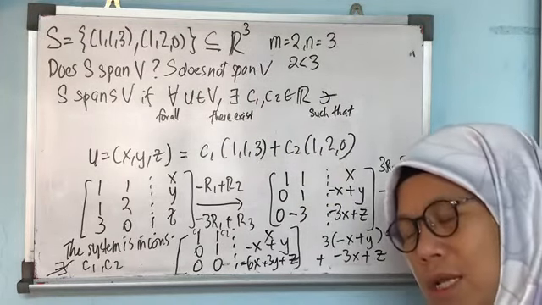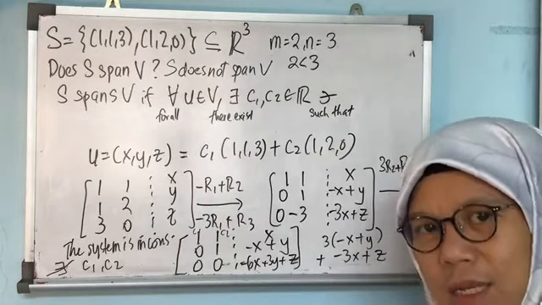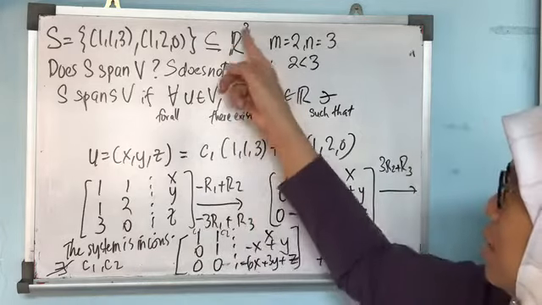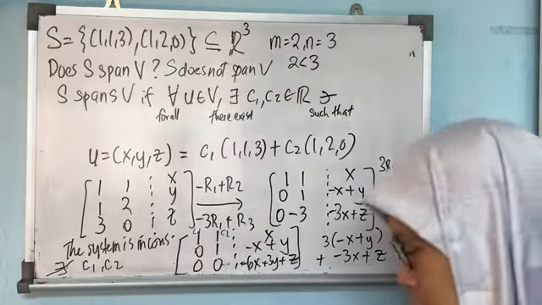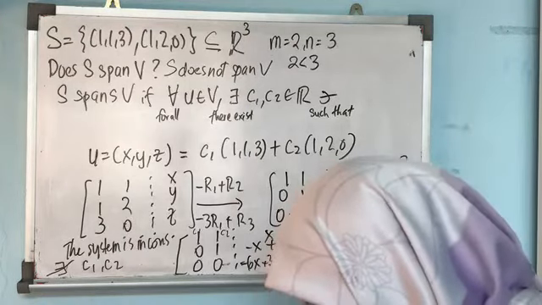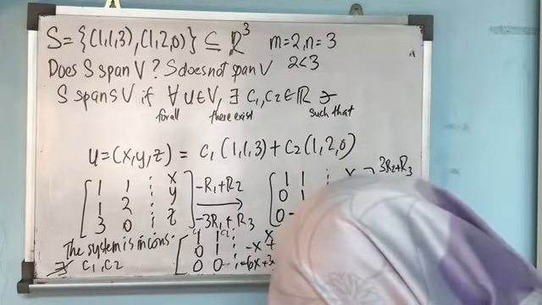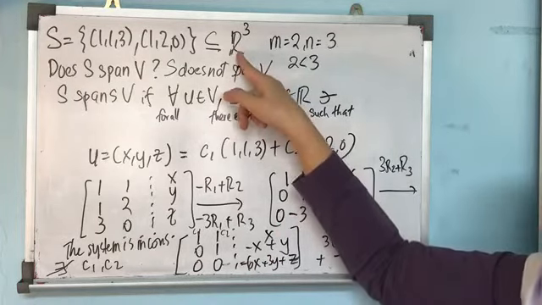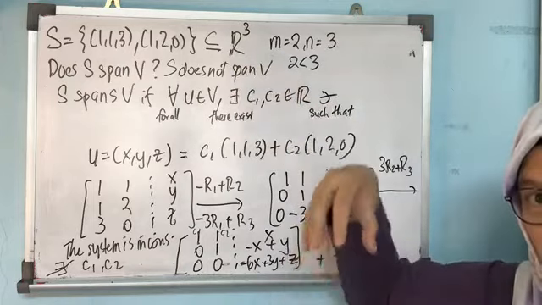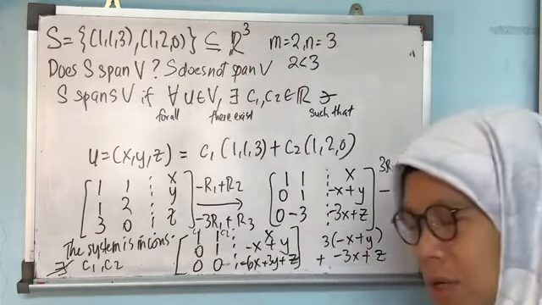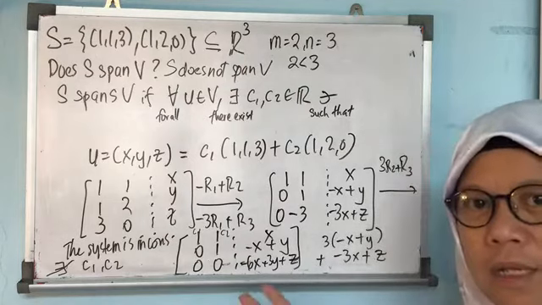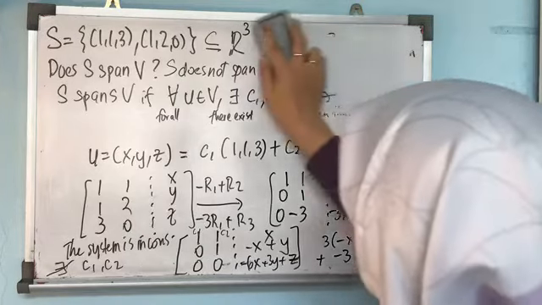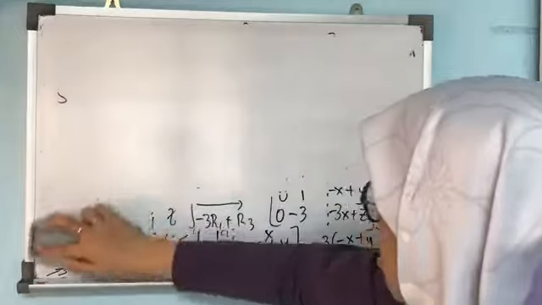Okay, so in the case when M is always less than N, for Rn only, then you have this case. Now we go to the next case. If you realize it's only Rn, this theorem only applies to Rn. It does not apply to polynomials, matrices, and functions. The second one is when M is equal to N.